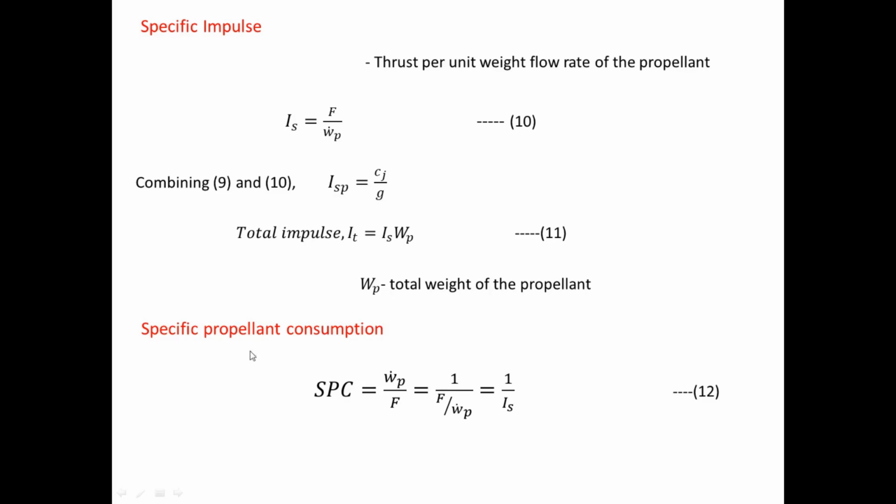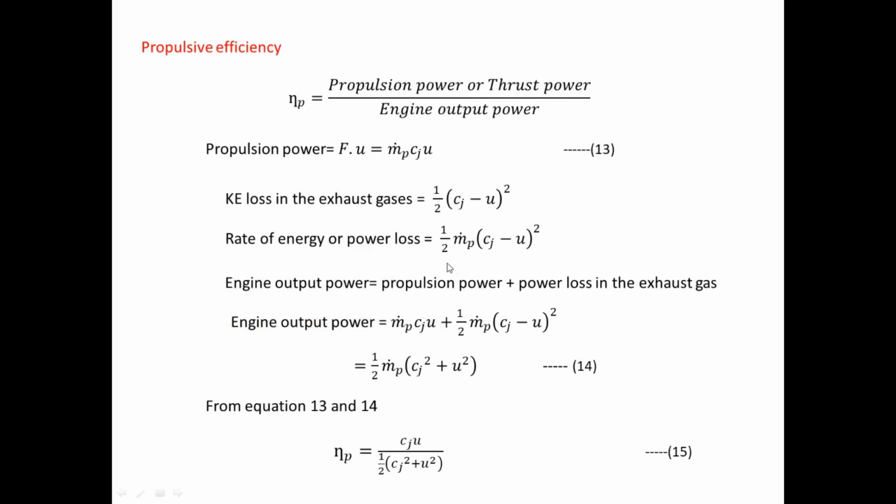Now the expression for specific propellant consumption. Specific propellant consumption means the weight of the propellant required for producing 1 Newton of thrust. So W dot p divided by F, or 1 by F by W dot p. So F by W dot p is Isp. So SPC, specific propellant consumption, will be equal to 1 by specific impulse, and specific impulse will be in seconds. If you substitute the values, you can see the unit will be in seconds, and so this SPC will be 1 by seconds.